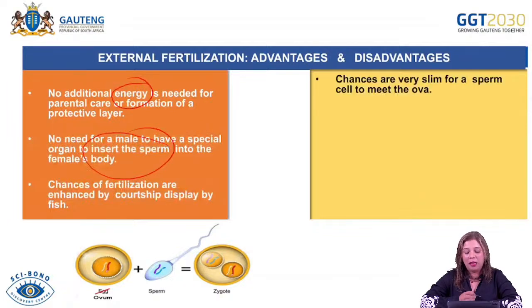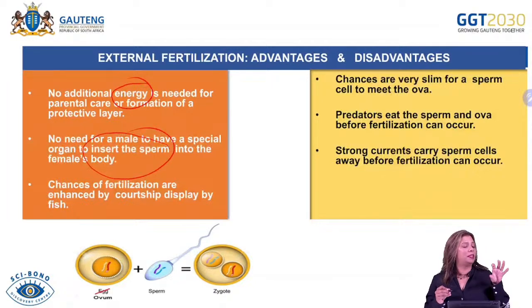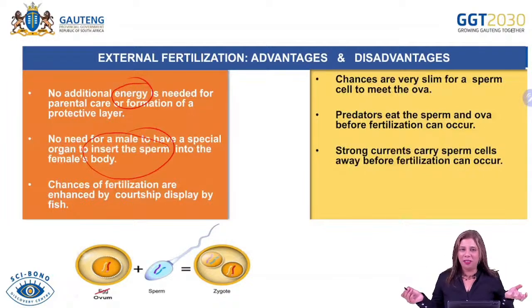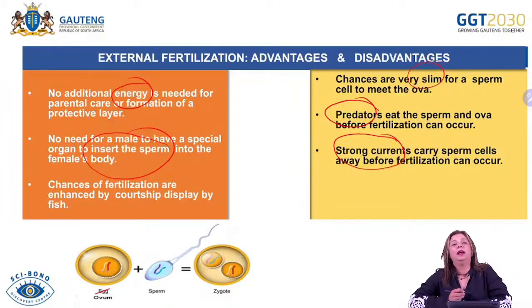Okay, the disadvantages of external fertilization. Remember, if the organism is just laying eggs there, anything can happen. Weather conditions, floods, currents, all of those things, and predators can even come, as you see here, and they can destroy these eggs. So the chances are very slim for fertilization. There's a lot of external factors which can interfere with the fertilization process.